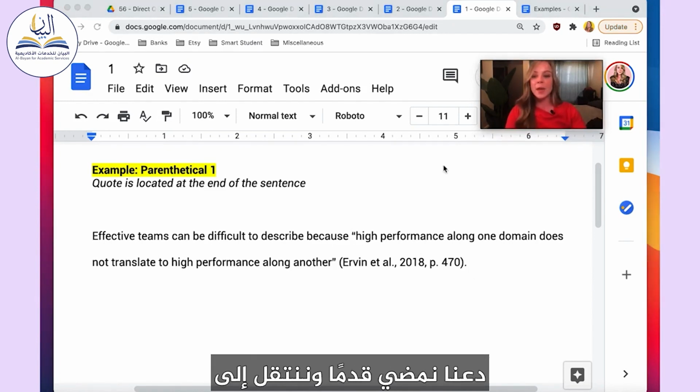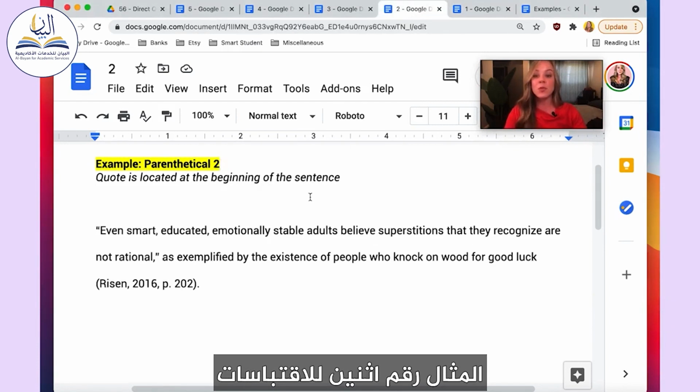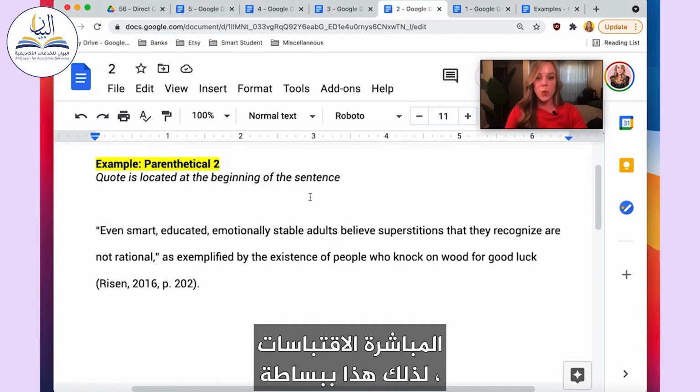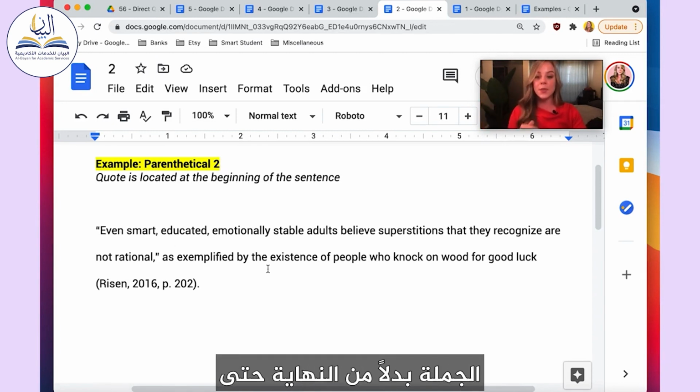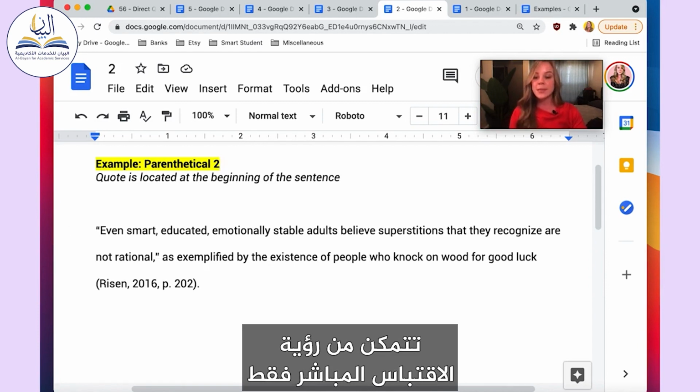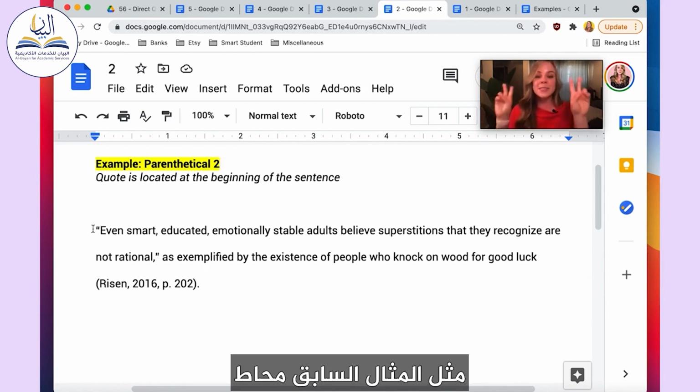But let's go ahead and move on to example number two for parenthetical direct quote citations. So this simply means that the direct quote is coming at the beginning of the sentence rather than the end. So as you can see, the direct quote, just like the previous example, is enclosed in double quotation marks.